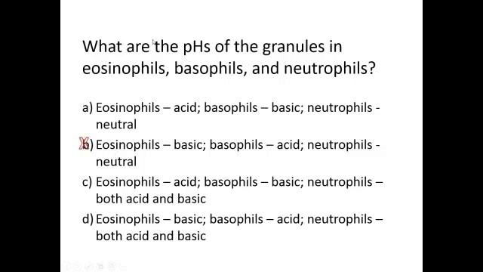The answer is eosinophils have basic granules because they stain with an acidic stain. Basophils have acidic granules because they stain with a basic stain. See, the opposing charges: the negative charge of the acidic stain, eosin, is attracted to the positive charge of the basic granules. The basic stain with the positive charge is attracted to the negative charge of the granules, and neutrophils, of course, are neutral.